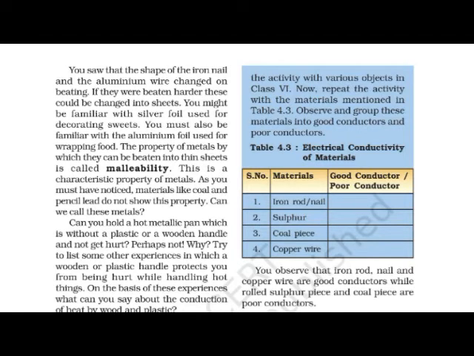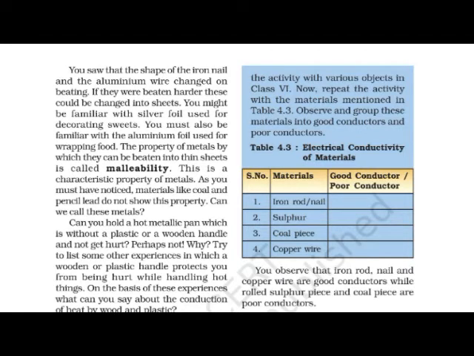For making the electric tester, you will require a cell, then an electric wire, a nail and a bulb. In place of the nail, you have to put the other object or material which you want to test. We have discussed this in the previous classes, and now we are going to repeat it.